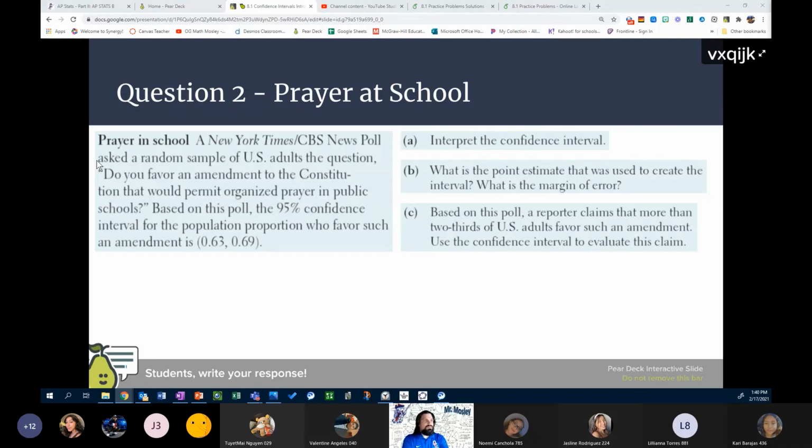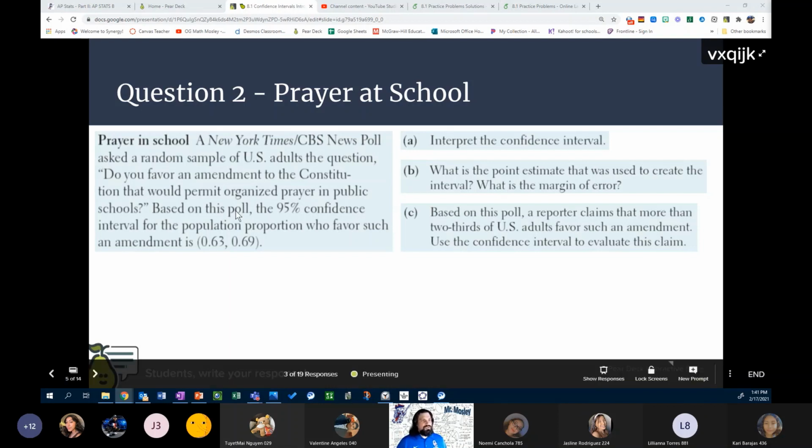That's similar to some of the responses we had in the first example problem and in the previous problem. B, what is the point estimate that was used to create the interval, and what is the margin of error? What's the value of the point estimate? Is it x bar? Is it p hat? What's its value? C, based on this poll, a reporter claims that more than 2/3 of U.S. adults favor such an amendment. Use the confidence interval to evaluate this claim. Based on the confidence interval, can this claim be made?